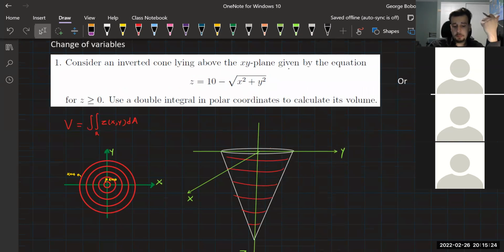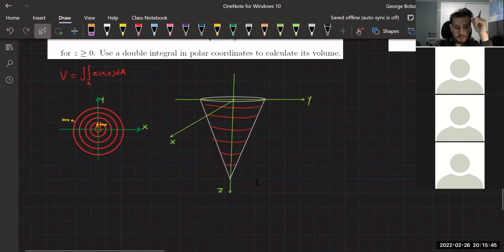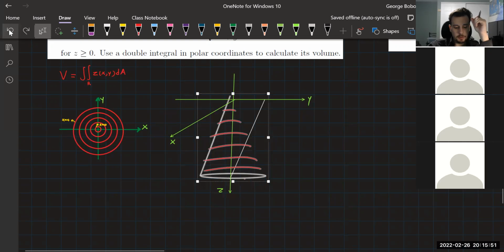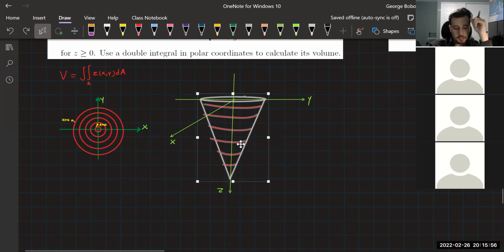How do I know the bounds? We want to find the volume above the XY plane here. So how do I know the bounds that I'm going to have to go to? I think you can tell. It says above the XY plane. Actually, if it's an inverted cone, my bad. If it's an inverted cone, it's like this, not this way. That's a normal cone. But I didn't notice that.